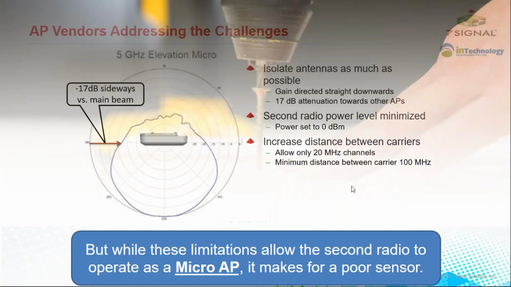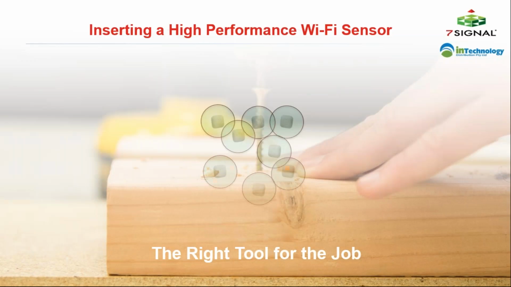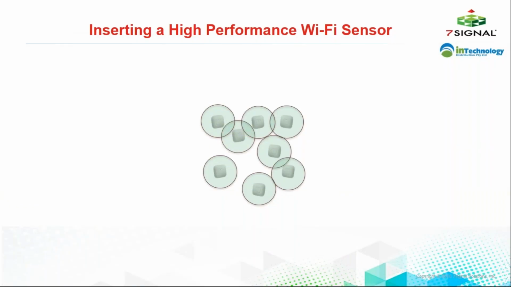All right, let's move on. Now we're at the point where we're going to talk about the right tool for the job. So this is what happens when we insert a 7-signal sensor into the situation, a high-performance Wi-Fi sensor, a high-performance client, like I said just a moment ago.